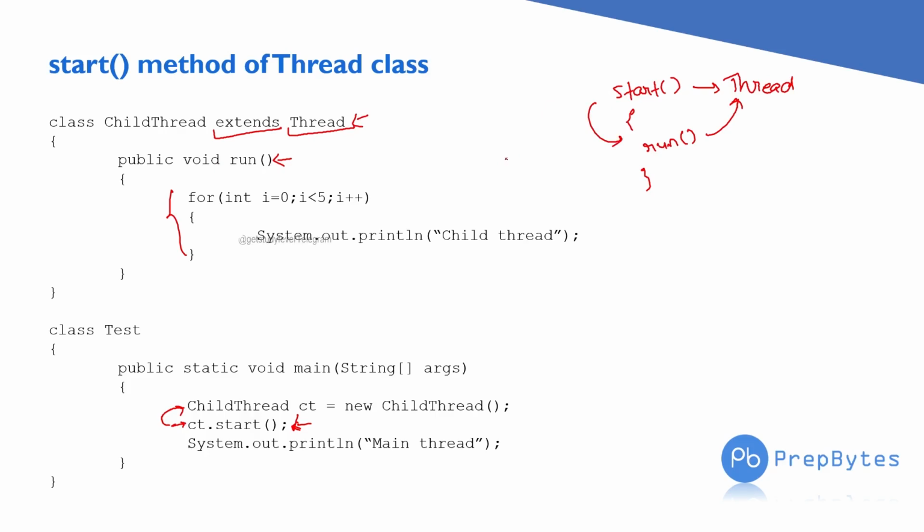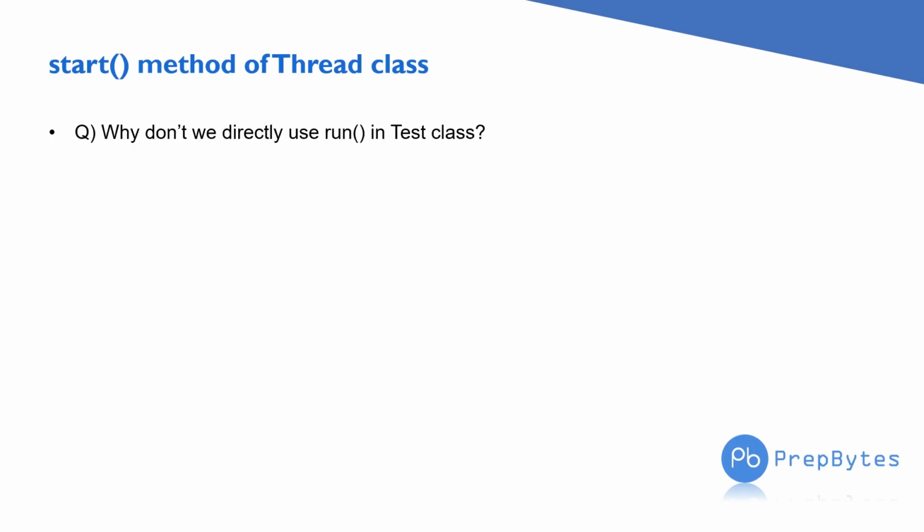Now the question is, why do we have to call the start method? Why can't I call the run method directly? Why can't I write ct.run? Just think about this question. Why don't we directly use the run method in the Test class? Why don't we directly write ct.run? I said one line in the last class which is the answer. Can you guess? Just guess. Okay, let me give you the answer for this one.